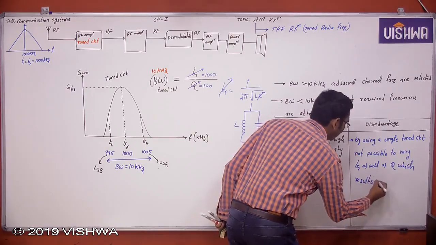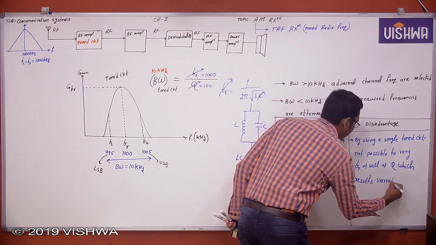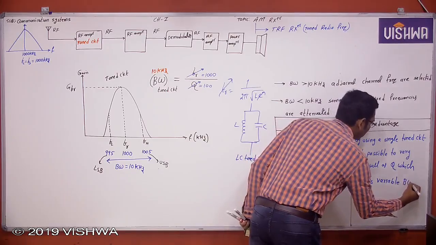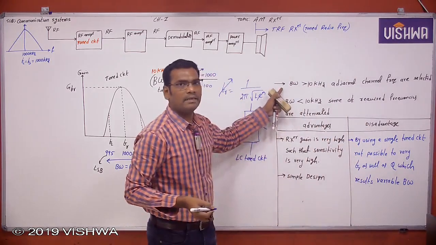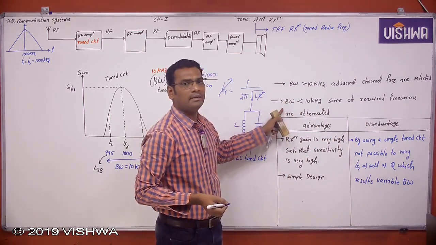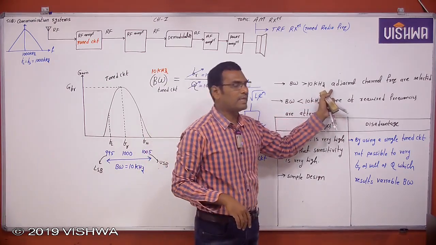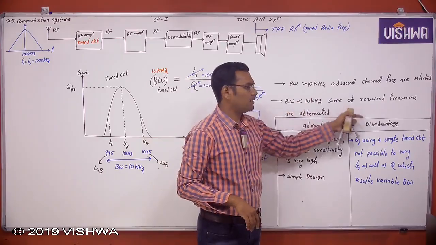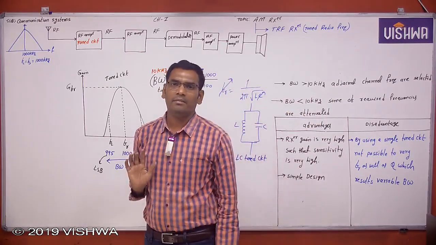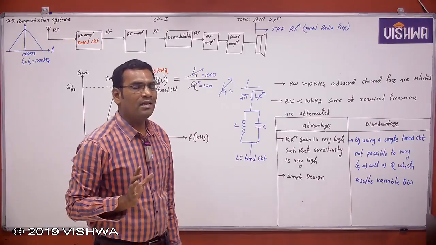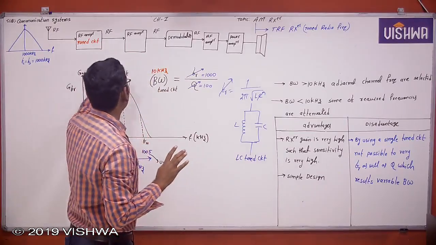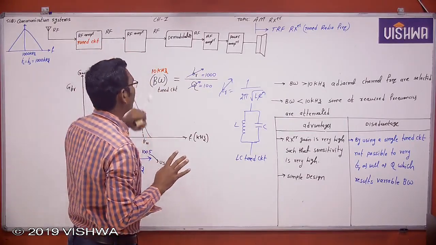which results in variable bandwidth. So the variable bandwidth means greater than 10 kHz, less than 10 kHz, and this is the problem we are facing. If greater than 10 kHz, adjacent channel interference, less than 10 kHz, some of the required frequency components are missing. Okay, now this is the tuned radio frequency receiver, TRF, tuned radio frequency receiver.